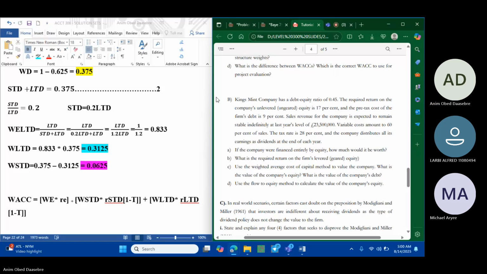Any question? Okay, so we are dividing because it is the debt to equity ratio.